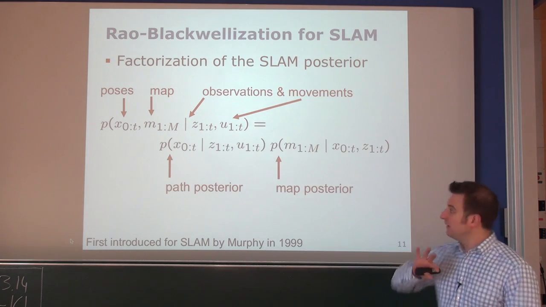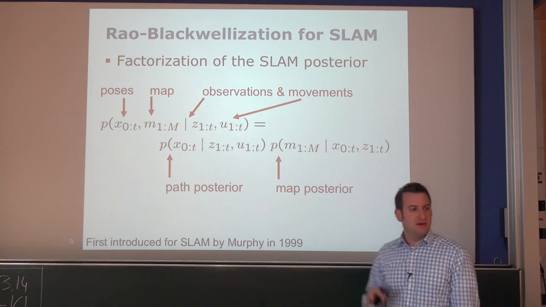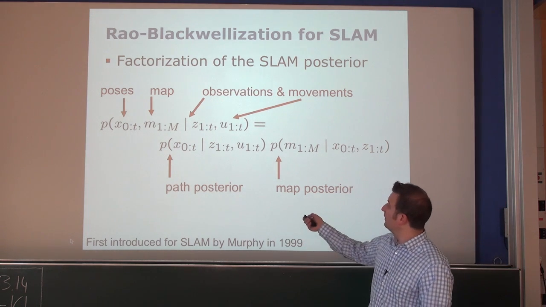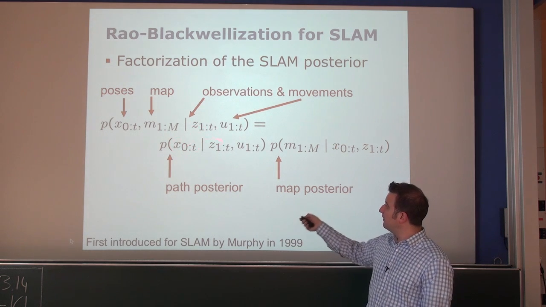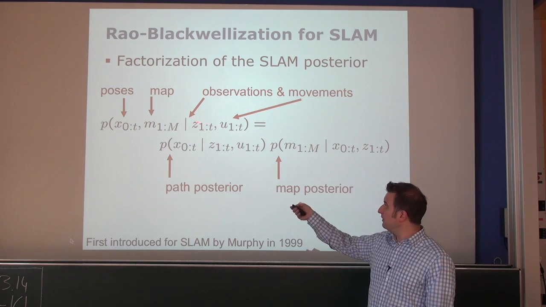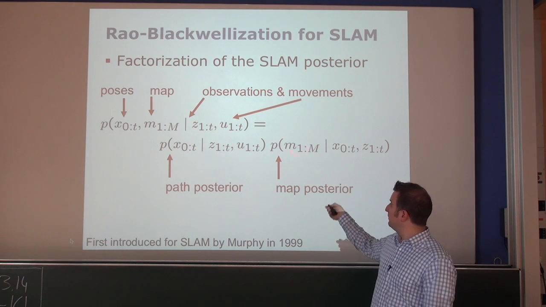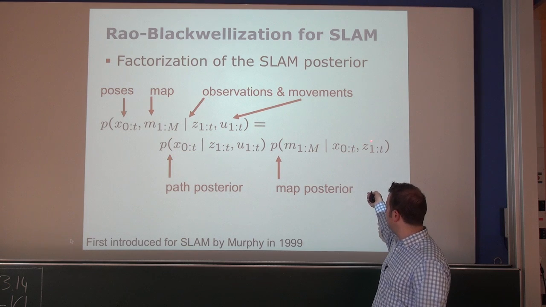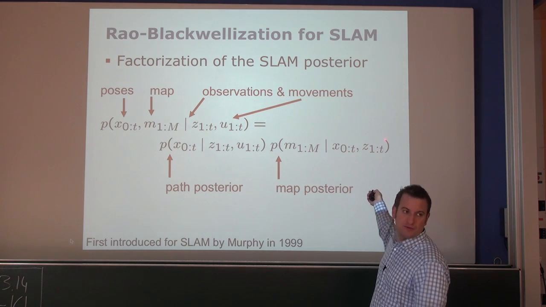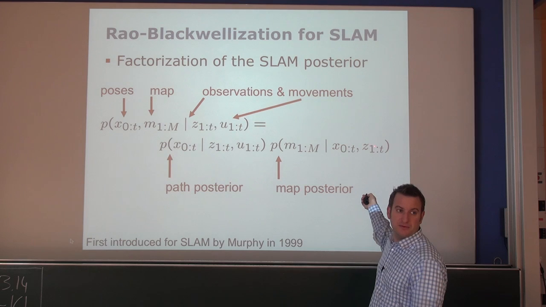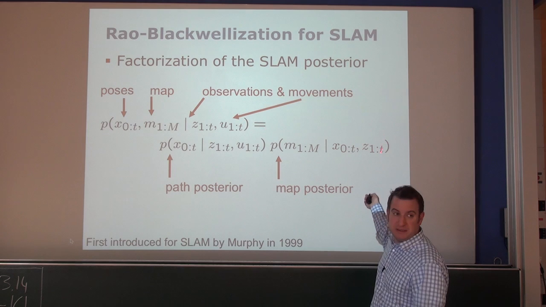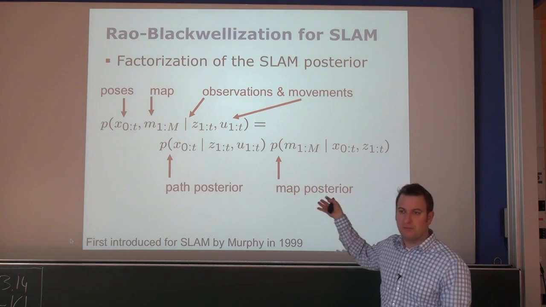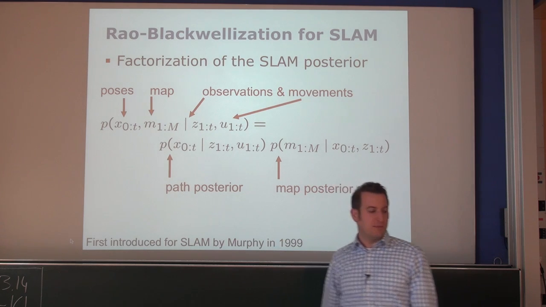So just split that up, just applying the definition of the conditional probability to separate that term into P of x given the observations, times P of the map given x and the observations. In theory, you have the controls in here, but we can actually ignore them if we know the poses. So u1 to t could be in here, but I can neglect that because once I know the poses, I'm not interested in the odometry commands anymore.